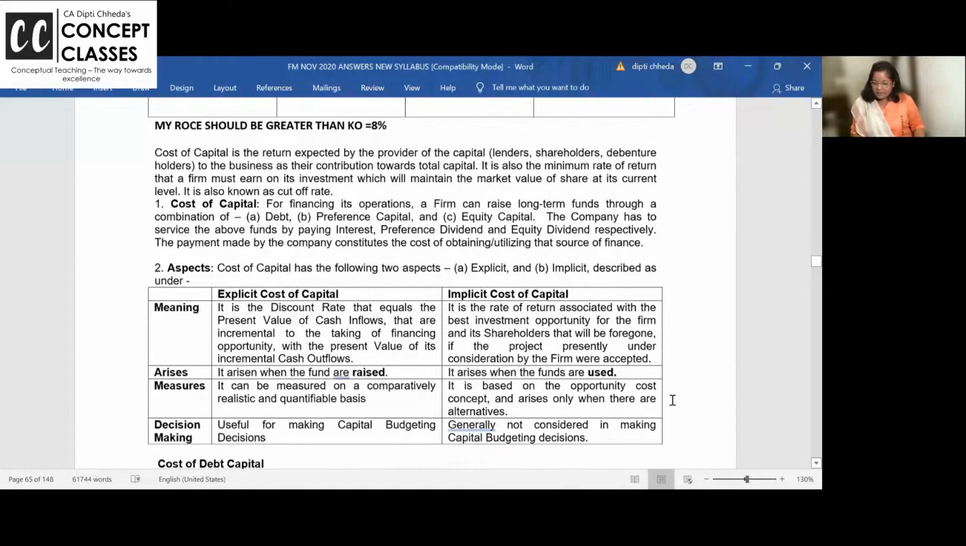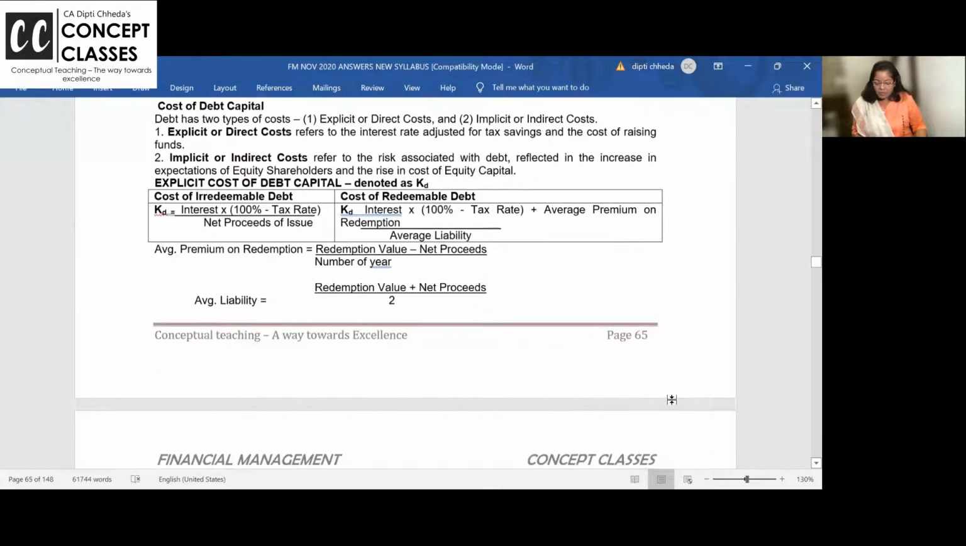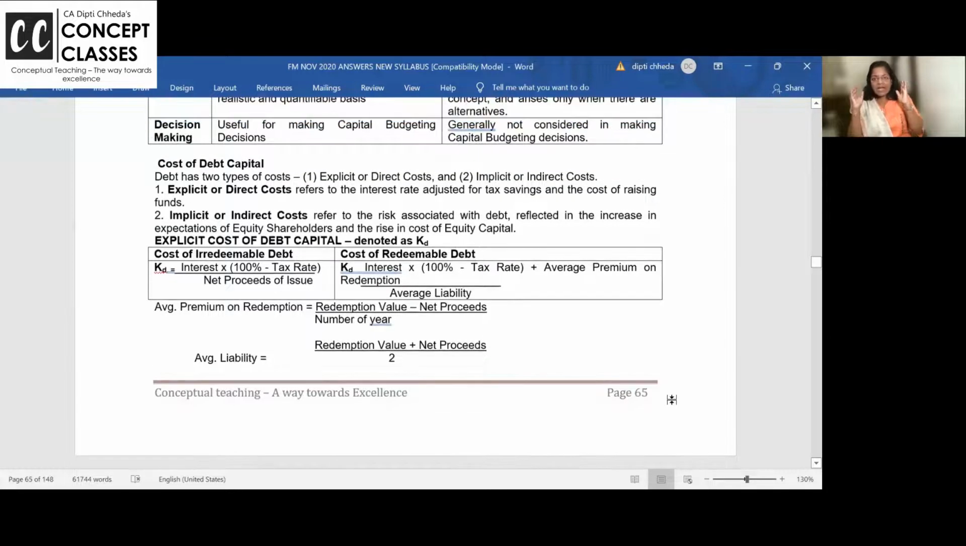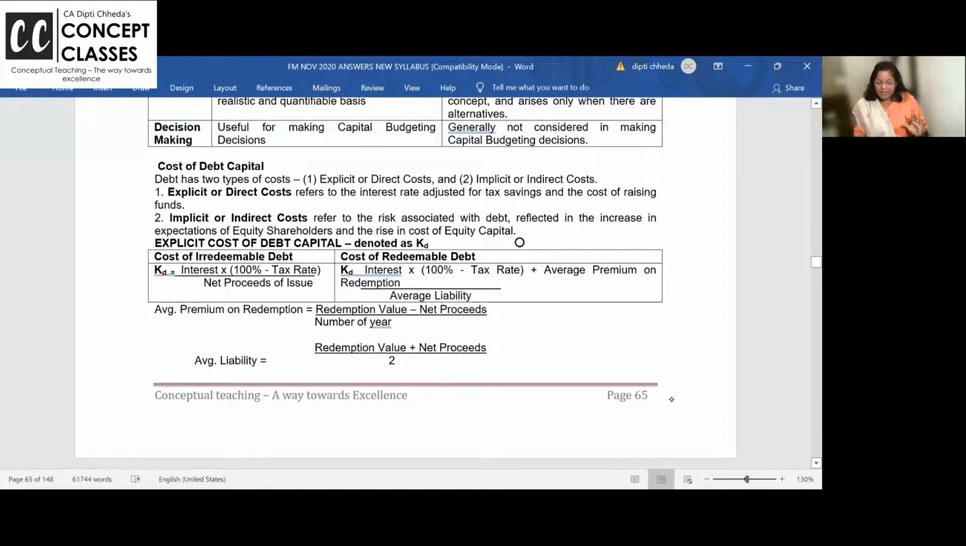Yeah. Now, what is the KD? Look at the screen, please. Look at the screen and try to visualize with me. KD, cost of the capital: interest into 100 minus tax rate, divided by net proceeds, whatever proceeds you get. Always, it's not that complicated. Average premium and all.